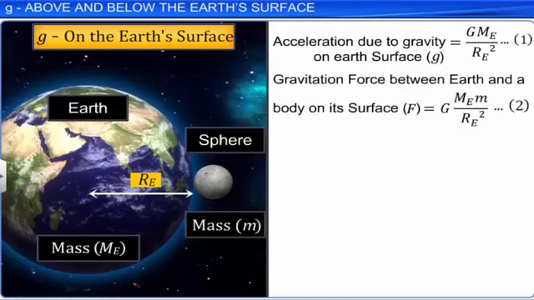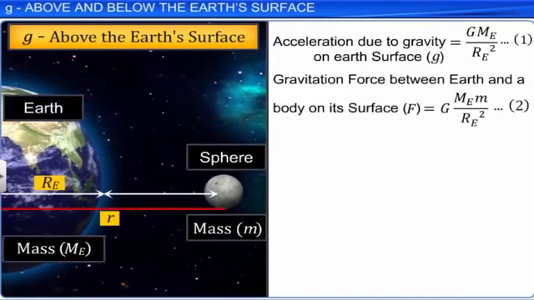Now let us assume that the body, that is the sphere, is taken away from the surface of the Earth to a height h, which is comparable to the radius of the Earth. The body placed at a given height experiences the gravitational force due to the Earth. It is represented in equation 3: F equals G Me into m divided by the square of Re plus h. This gravitational force on the body towards the Earth is its weight.